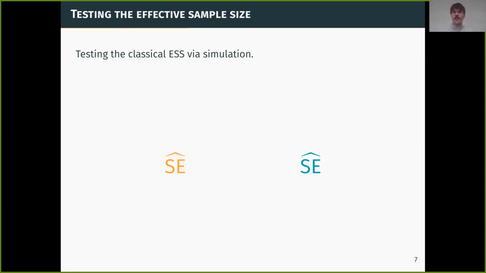If the ESS measure works, we should find that these standard errors are basically the same, because what we've done is measure the standard error by drawing a bunch of MCMC chains of length n with true MCMC SD of the mean, and then draw a bunch that are equivalent with the posterior variance. So if it works, those two quantities should be the same.